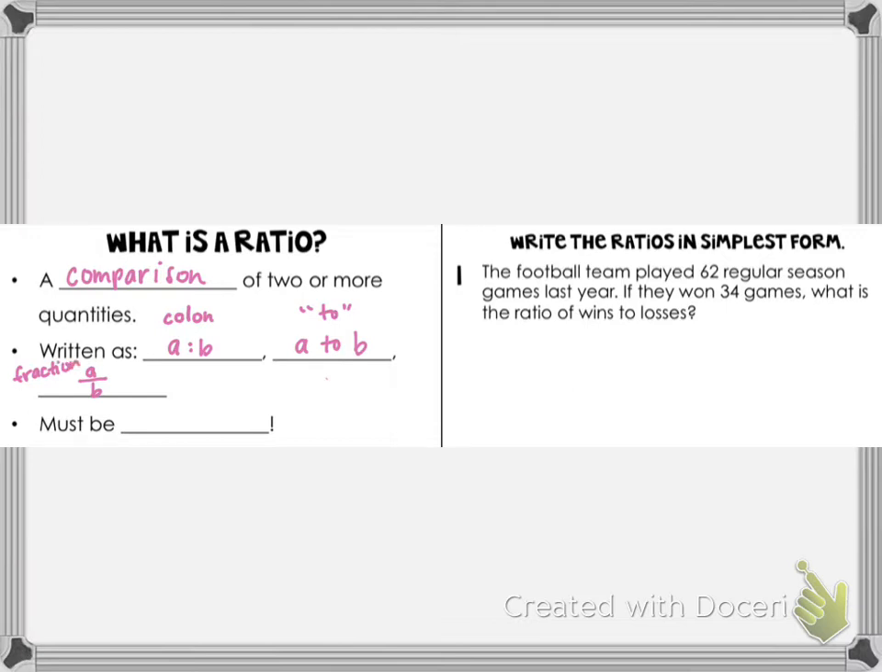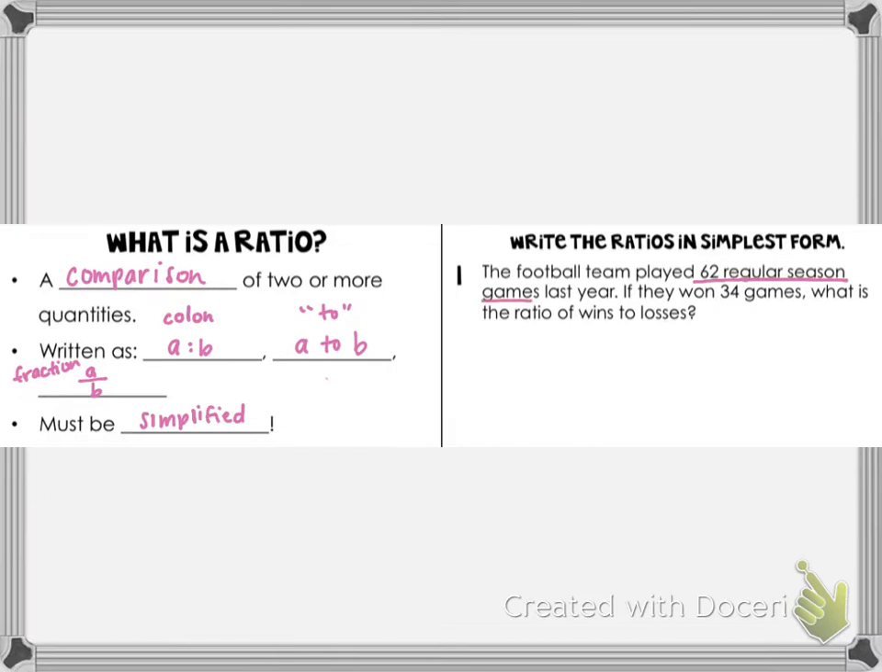Okay, and then for every ratio that you have, no matter which way you write it, with a colon, the word to, or a fraction, it has to be simplified. Okay, let's go ahead and apply it to the problem on the right side. So the problem says to write the ratio in simplest form. It says that the football team played 62 regular season games. So I'm going to go ahead and underline important information, which would be 62 regular season games.